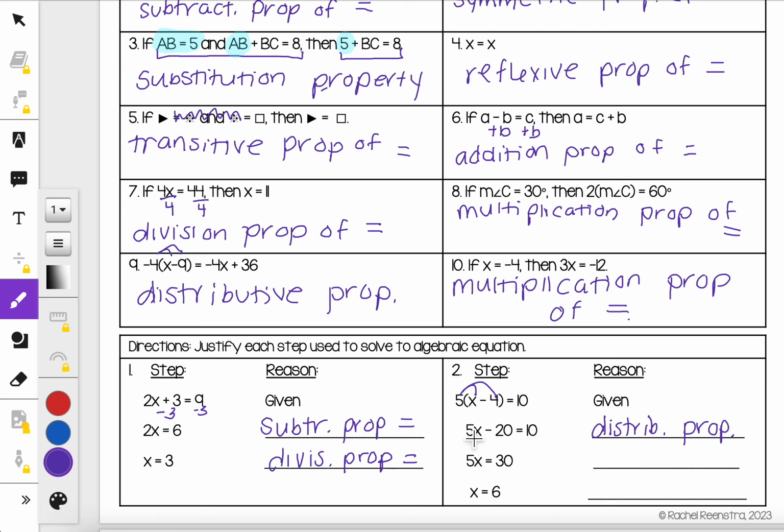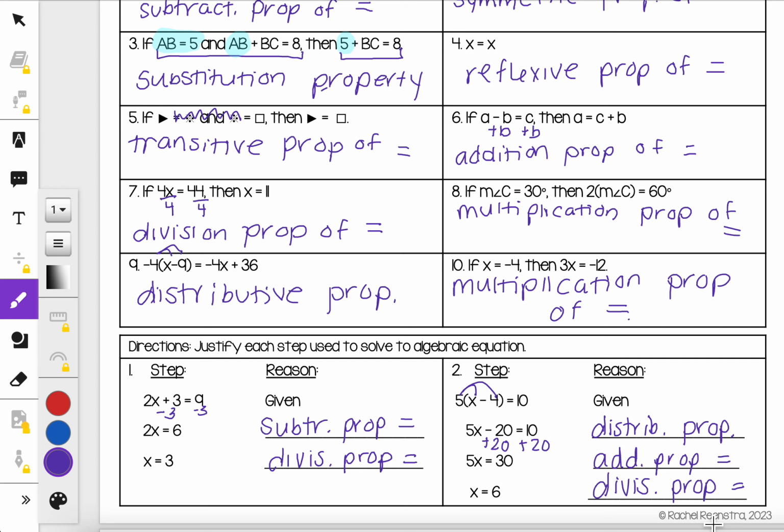Right? Then I have 5x minus 20 equals 10. And my next line is 5x equals 30. So I'm adding 20 to both sides. So that's my addition property of equality. And then finally, I end with x equals 6, and I get that by dividing both sides by 5. So that's my division property of equality.